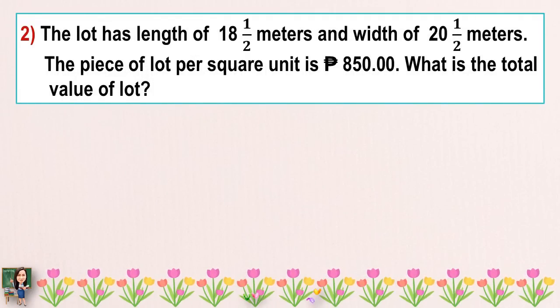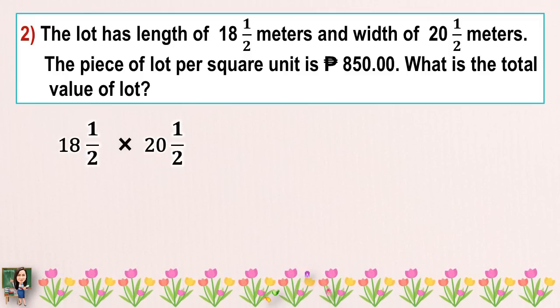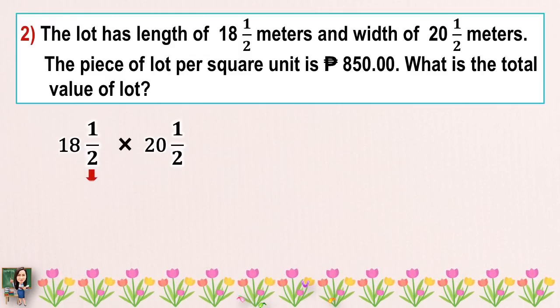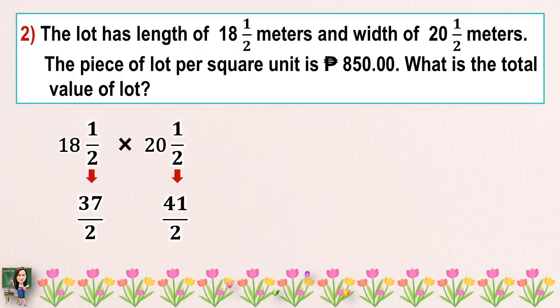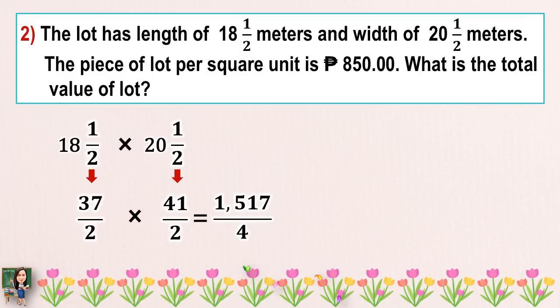Number 2. The lot has a length of 18 and 1/2 meters and a width of 20 and 1/2 meters. The price of the lot per square unit is 850 pesos. What is the total value of the lot? So multiply the 18 and 1/2 length times the 20 and 1/2 width. Change the mixed numbers into improper fractions. 2 times 18 plus 1 equals 37 over 2. 2 times 20 plus 1 equals 41 over 2. Multiply. 37 times 41 equals 1,517. Then 2 times 2 equals 4.